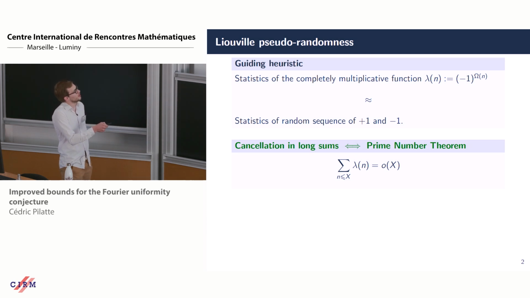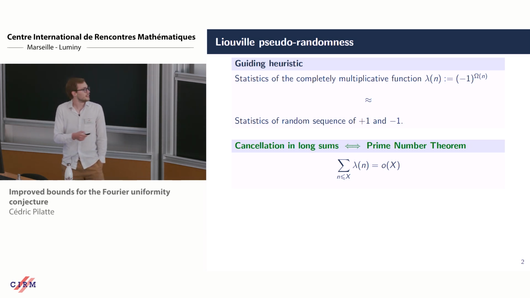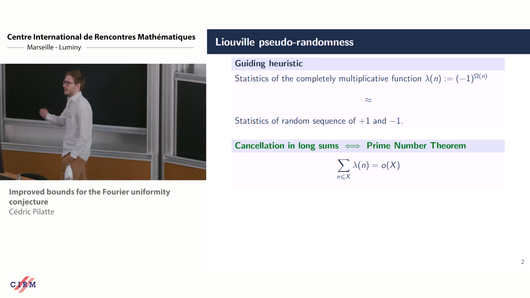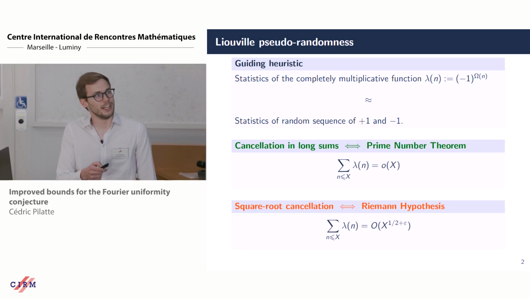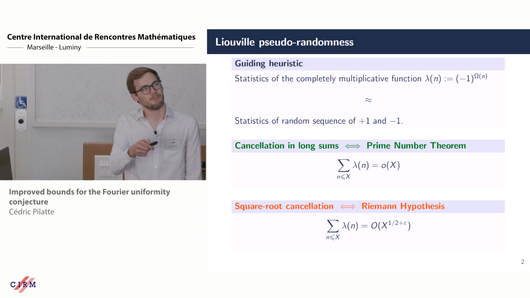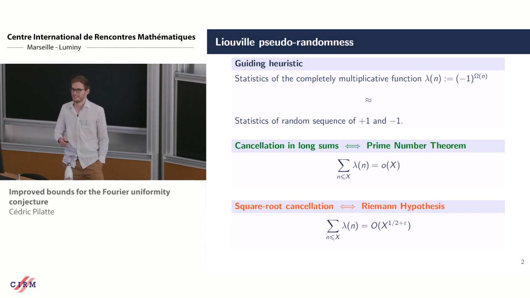So if you look at the partial sum of the Liouville function up to x, this we know is little o of x, and in fact this theorem is as deep as the prime number theorem. And if you are like a simple random walk, then you expect to have square root cancellation in such sums. But if you could prove this for the Liouville function, then you would prove the Riemann hypothesis. These are equivalent.